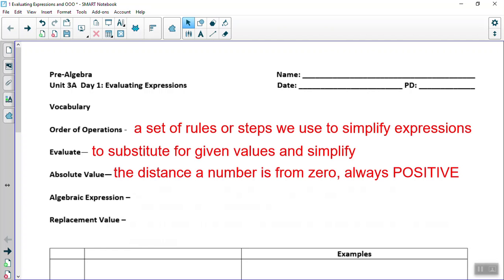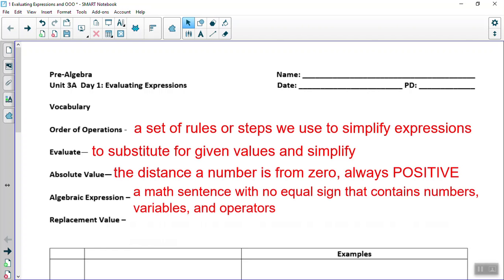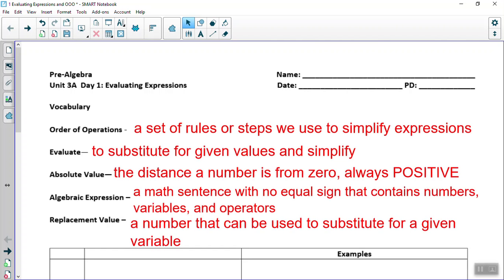An algebraic expression is a math sentence with no equal sign that contains numbers, variables, and operators. A replacement value is a number that can be used to substitute for a given variable.